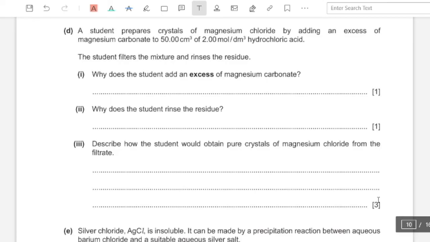D. A student prepares crystals of magnesium chloride by adding an excess of magnesium carbonate to 50 cm³ of 2 mol/dm³ hydrochloric acid. The student filters the mixture and rinses the residue. 1. Why does the student add an excess of magnesium carbonate? So that all of the acid is used up. We don't want any remaining acid when we start forming the crystals.